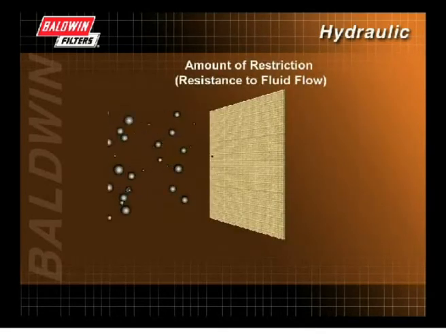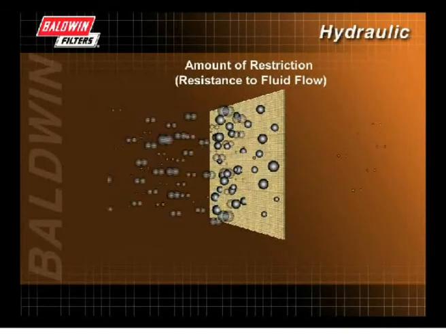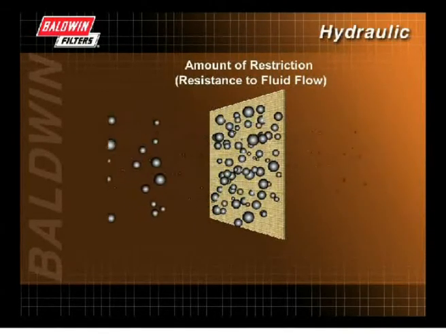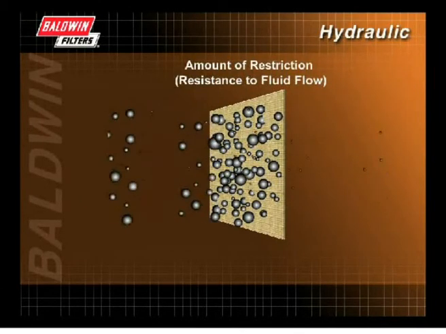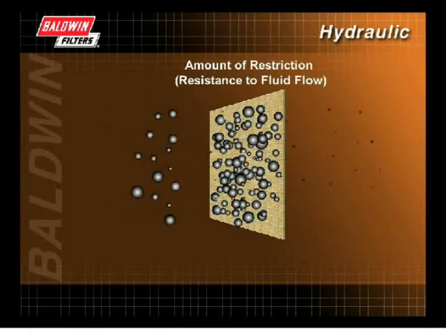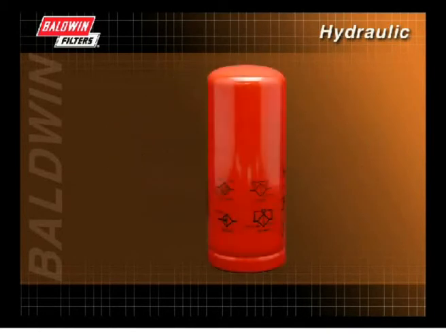The filter must be able to work with and not against the system. This means it should create the minimum resistance to flow while maintaining the high efficiency required for good protection. The resistance to flow increases as the filter element becomes contaminated. The filter must be able to provide enough dirt holding capacity to meet service interval expectations.